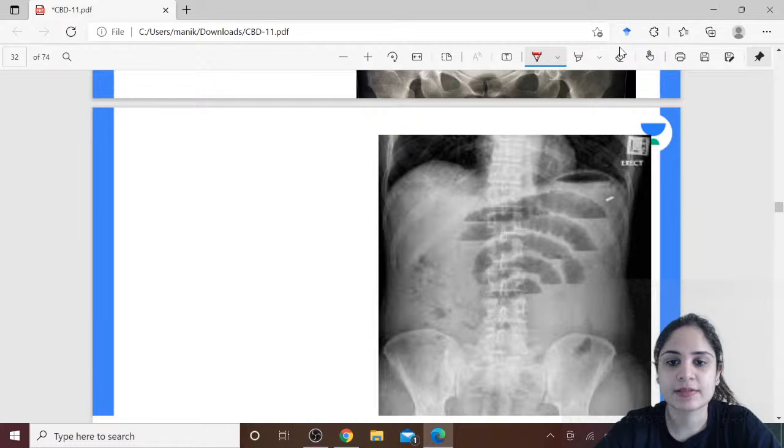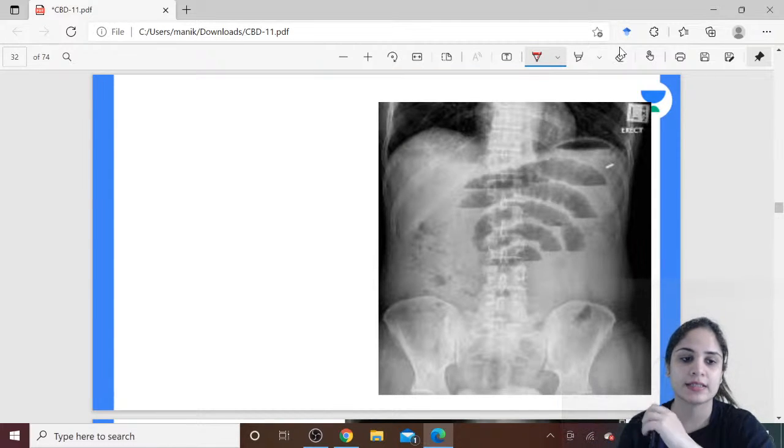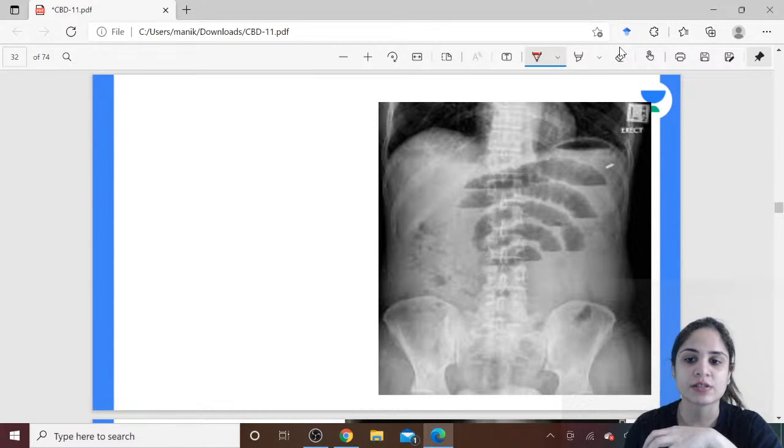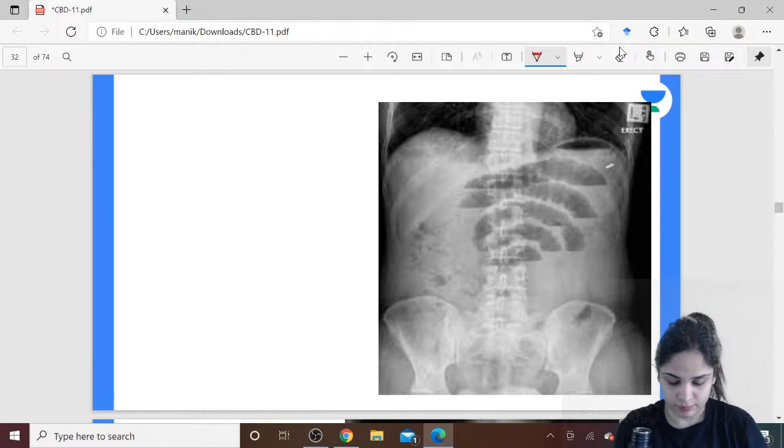Now tell me, is this large bowel or small bowel obstruction? Look at the air fluid levels, the location, and how it looks like, and tell me whether this is small bowel or large bowel obstruction. Sorry.